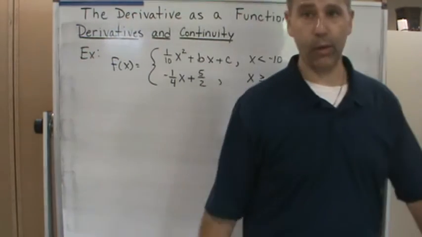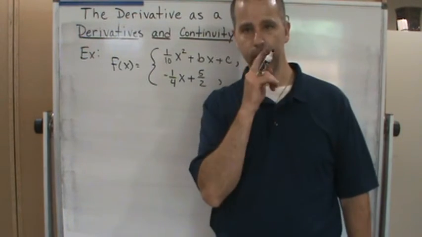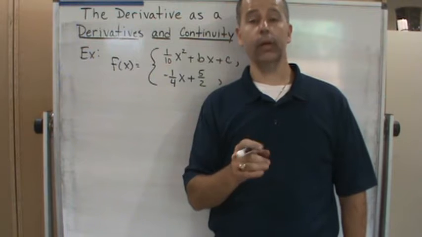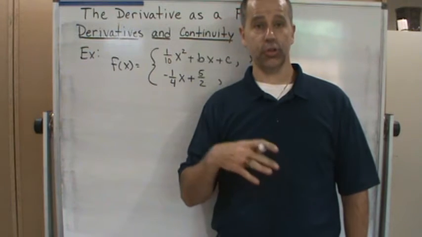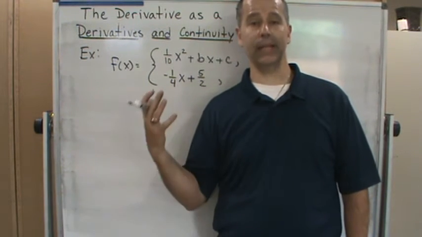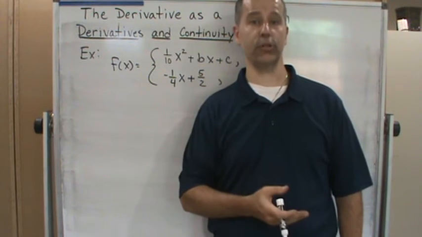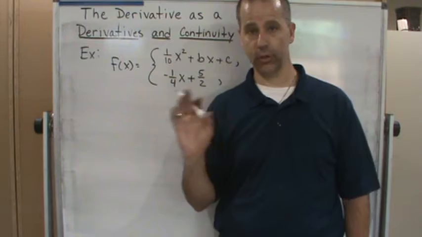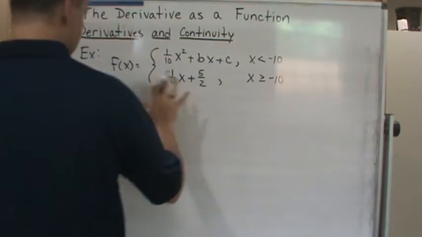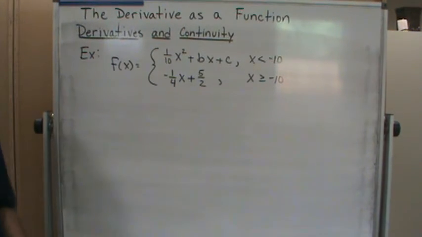Okay, so now what we're going to do in this example is show you how to deal with showing that a function is continuous and differentiable at a point. Okay, so here's the setup. I've got the function here. Let me read the setup and then we'll talk about it.